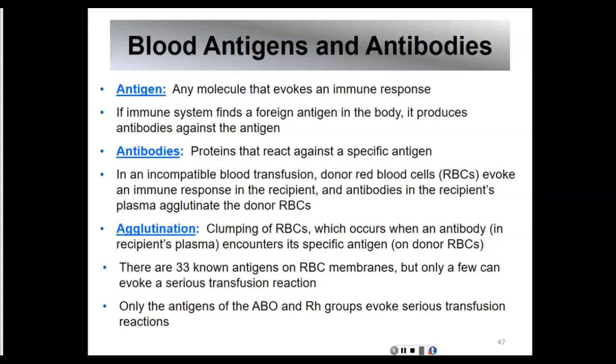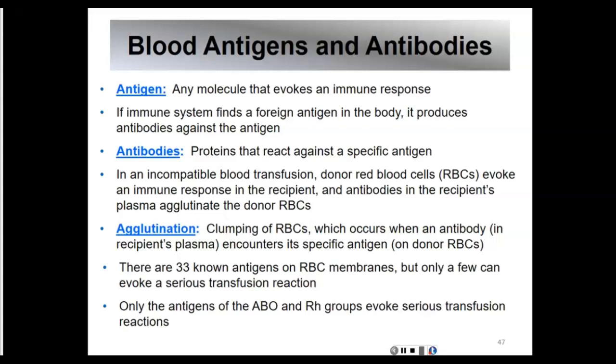If you have an incompatible blood transfusion, the donor's red blood cells will cause an immune response in the recipient, and the antibodies in the recipient's plasma agglutinate, or clump, the donor's red blood cells. Agglutination is clumping of the red blood cells, which can occur when an antibody in the recipient's plasma encounters a specific antigen of the donor's red blood cells.